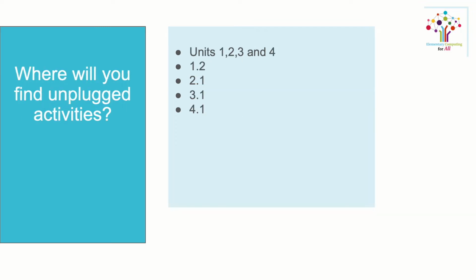So where will you find the unplugged activities in the curriculum? They're going to be in units 1, 2, 3, and 4, and closer to the beginning of the unit. So the one that we'll go over in depth is 1.2, and then I will show you 2.1, 3.1, and 4.1, which are all unplugged activities.